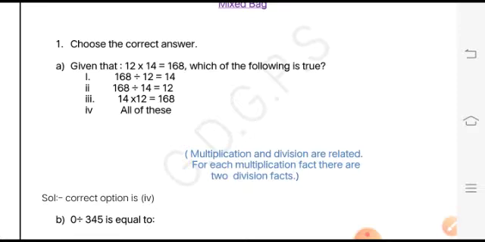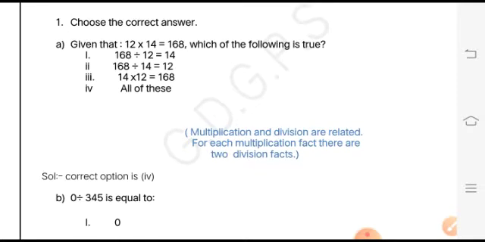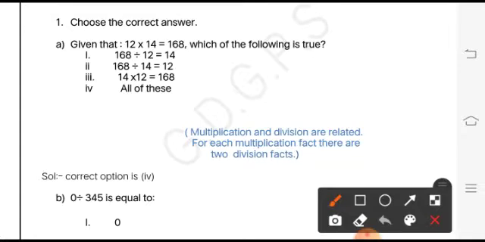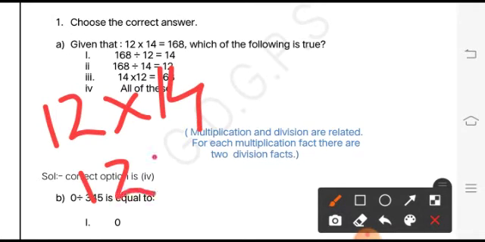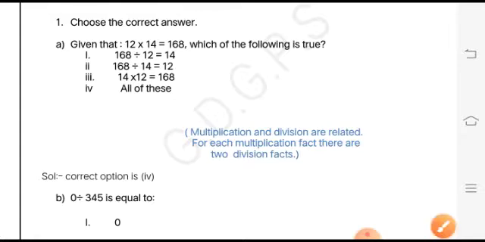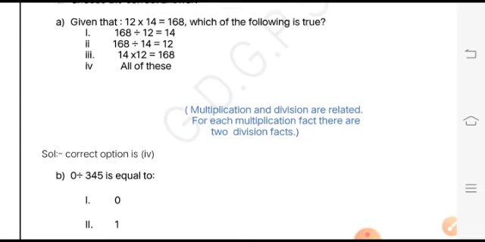And for multiplication, you know that commutativity holds. That means the commutative property holds good for multiplication. It means the order of the numbers can be changed. So whether we write 14 into 12 or 12 into 14, these are both the same. They both have the same product. So all the three options are correct. So we write option fourth as the correct one, all of these.